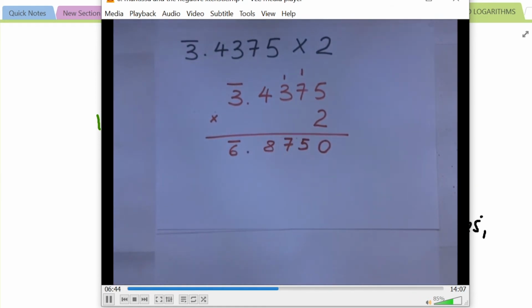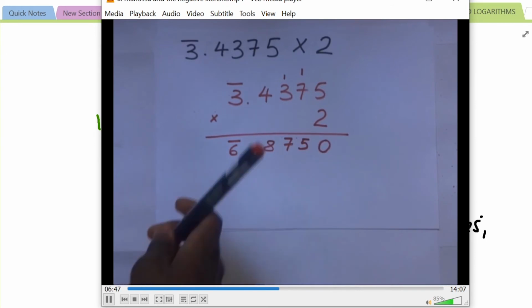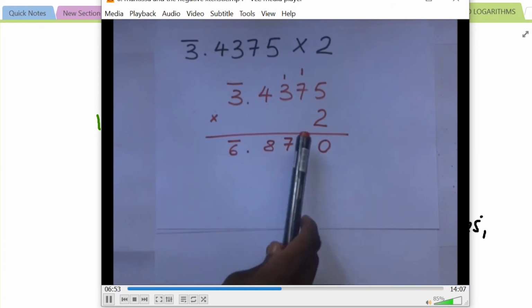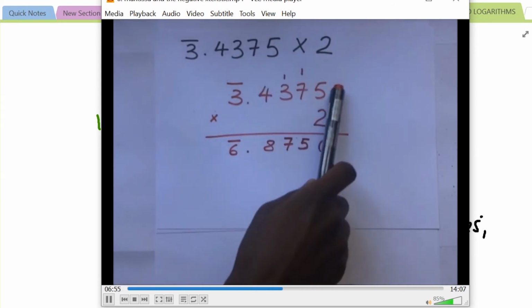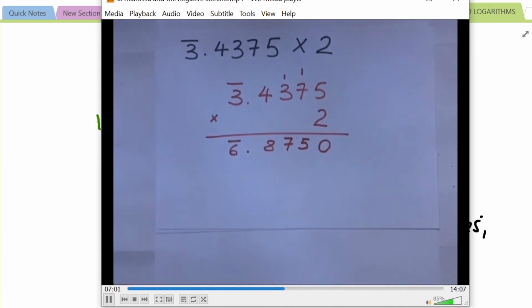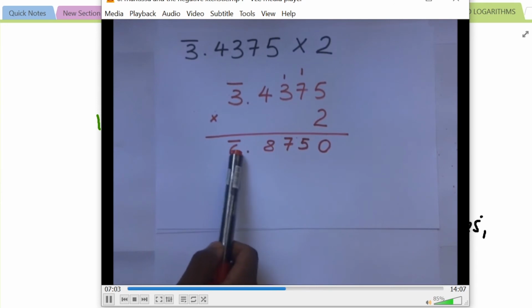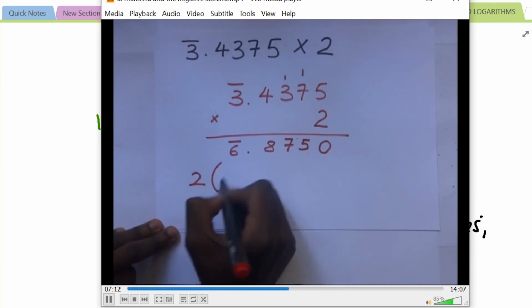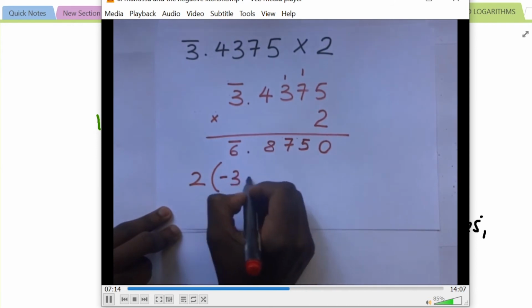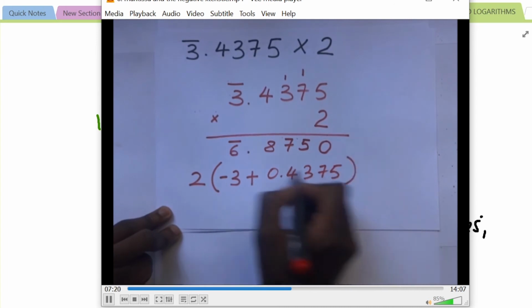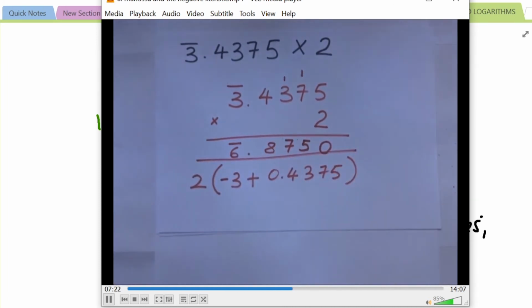So when we are multiplying these numbers, when we are multiplying logarithms, we do it in such a way that the characteristic will be multiplied independently from this. So the answer here we are getting is 6 bar 0.8750. If you look at it this way, this is like saying 2 multiplied by negative 3 plus 0.4375. This is how we should look at it.